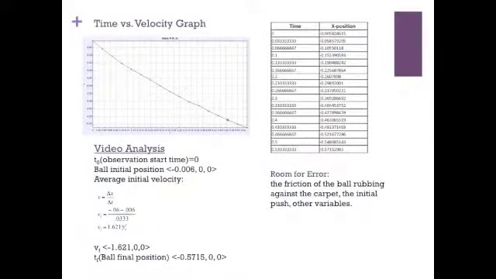Here you can see my video analysis of the data I obtained from Tracker. Using this data, I calculated the observation start time and also used the first two values for the x position to determine the initial velocity. This initial velocity was what I eventually plugged in to the VPython program to calculate the continual velocities and positions for the model that we later created.